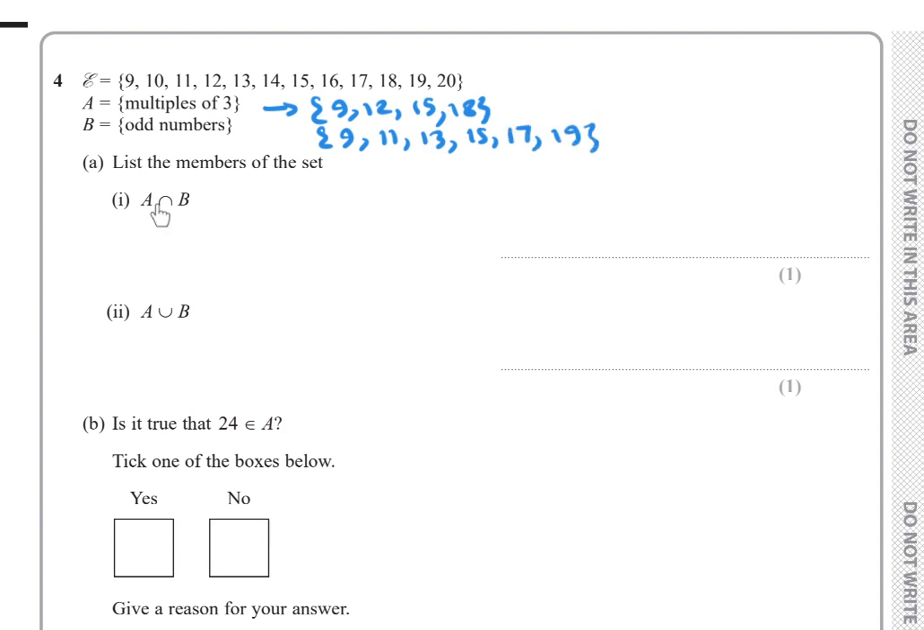So A intersect B: the common elements between A and B. We have 9 common and 15 common, so 9 and 15. A union B: all the elements without repeating, so 9, 12, 15, 18, 11, 13, 17, 19.